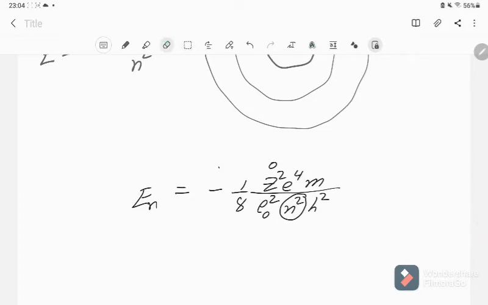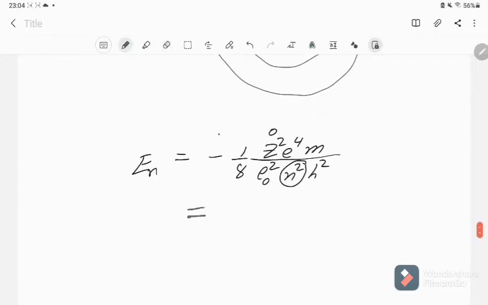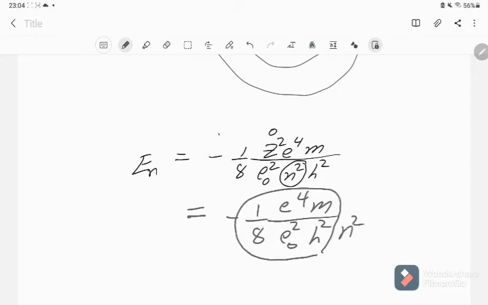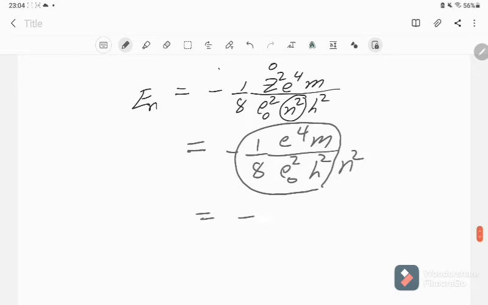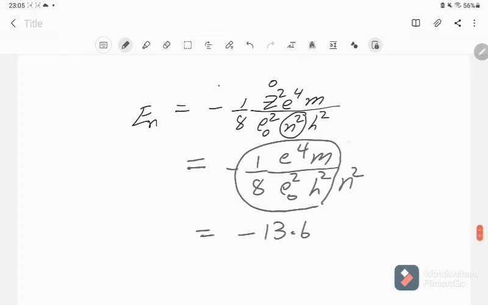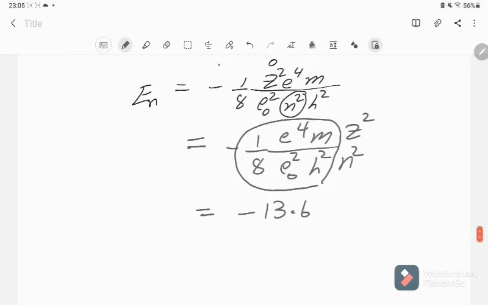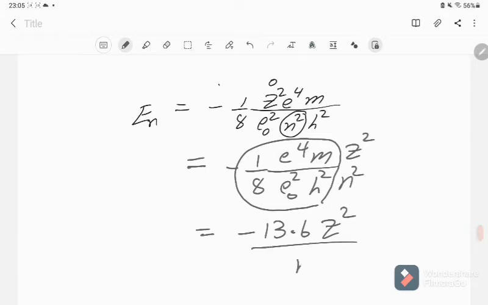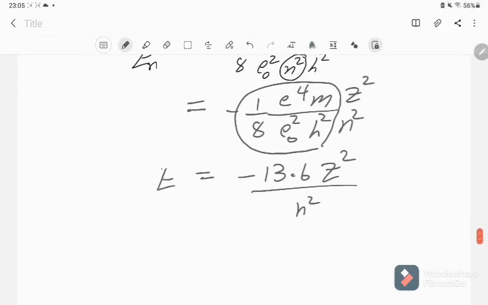Here, for the hydrogen atom, Z is 1. So if you put Z equal to 1, we get 1 by 8, e to the power 4 m, over epsilon naught squared, h squared, n squared. If you put all these values, you will get minus 13.6, times Z squared by n squared. So you get the energy formula like this.